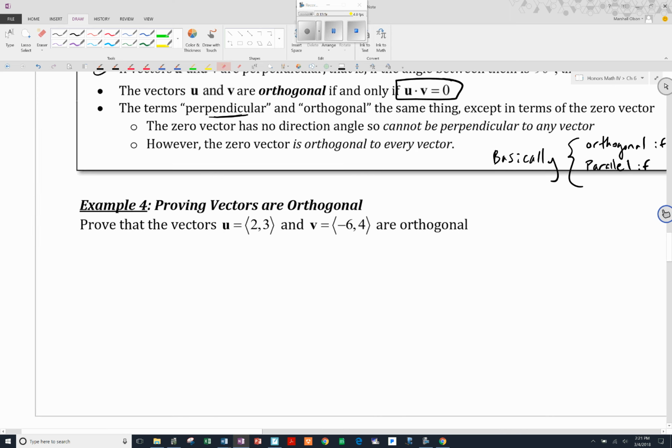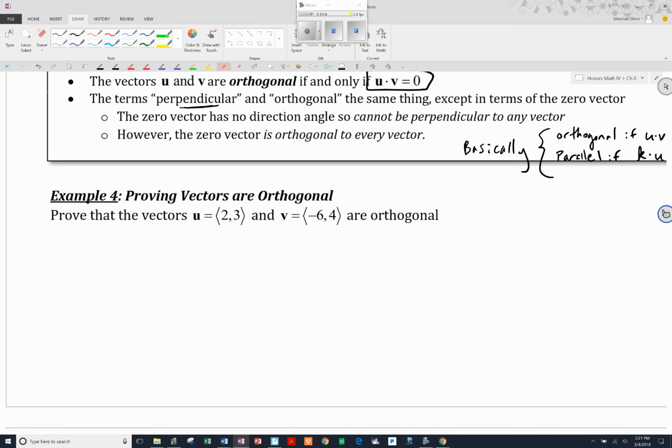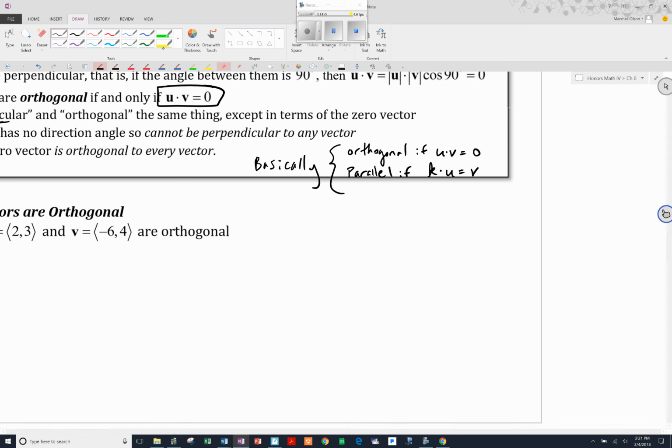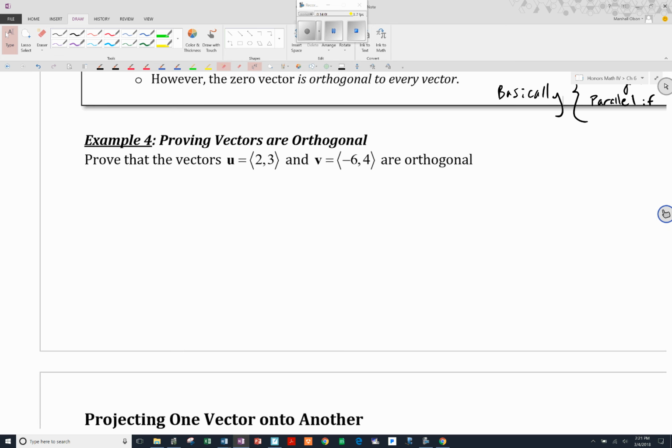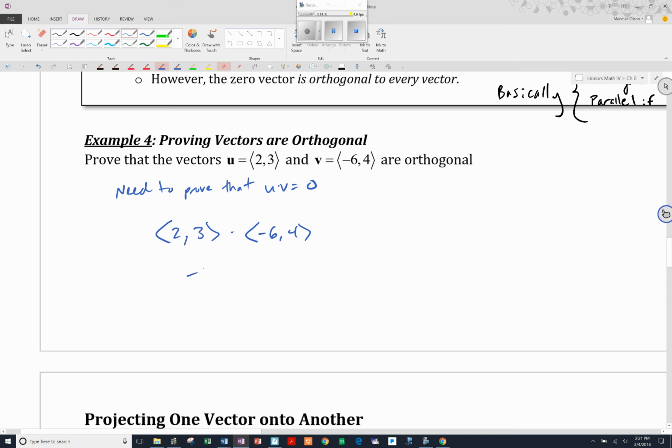other. So example 4 says, prove that these two vectors, 2, 3, and -6, 4, are orthogonal. We want to prove that they are orthogonal, so we need to show that their dot product is 0. So this is a pretty straightforward problem here. We just need to prove that the dot product between them is 0. So let's find that dot product here. We have 2 times -6, plus 3 times 4. So they are orthogonal. I'll just check they're orthogonal.